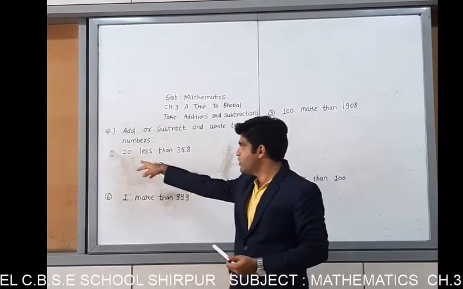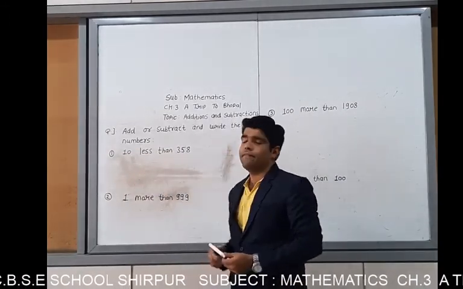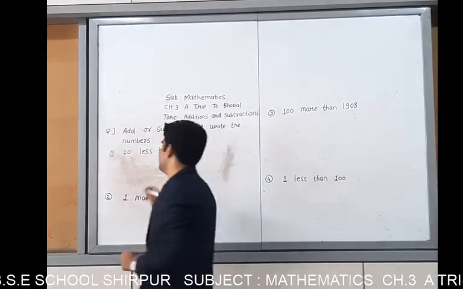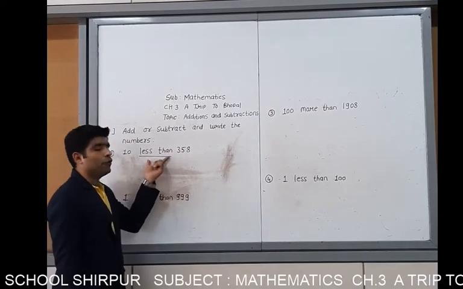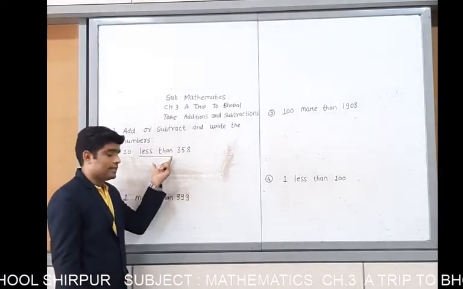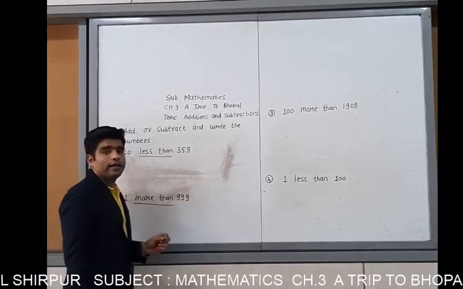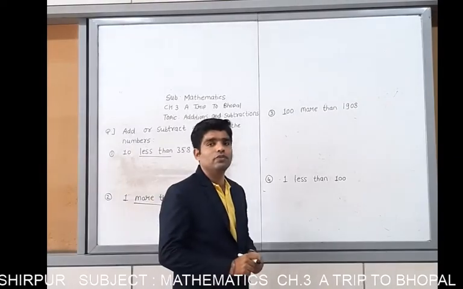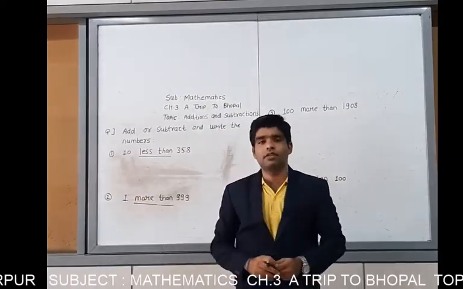Now first one example, 10 less than 358. First of all, what is the meaning of less than? In less than, you have to use the subtraction sign. Similarly, what about more than? The meaning of more than is that we have to use the addition sign. One by one, let's solve the examples.